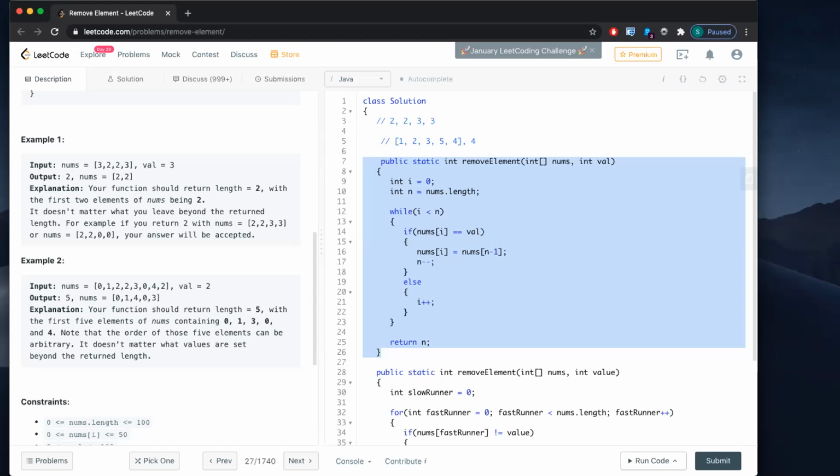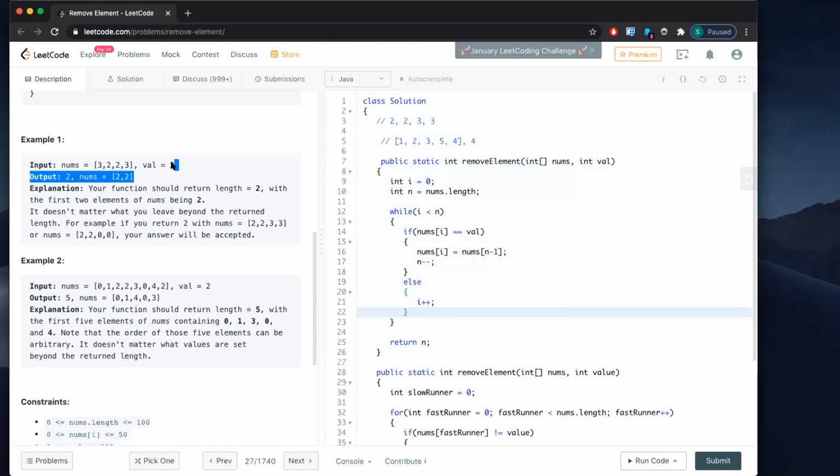Count of how many nums at length minus how many elements we removed so far. So it depends on the number of operations. It's reducing, right? In this case, how many 3s do we need to remove? One 3 and two 3s, and that's the number of operations. So unnecessary elements are put at the back.